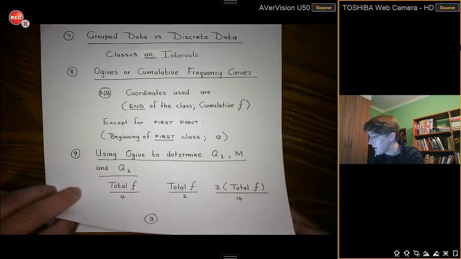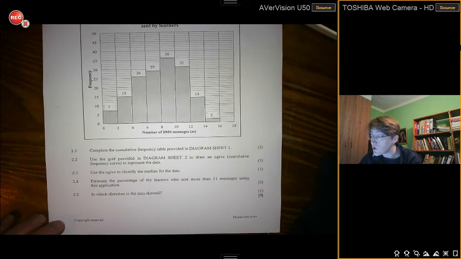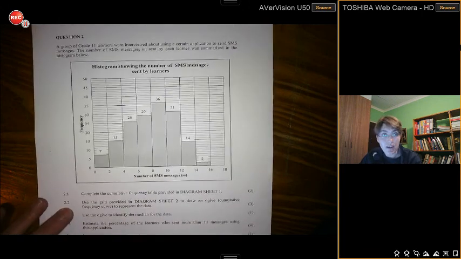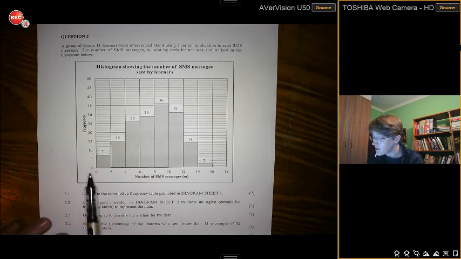So in this example, they gave you a histogram: a group of grade 11 learners were interviewed about using a certain application to send SMS messages. The number of SMS messages M sent by each learner was summarized in the histogram. So they give you your classes, 0 to 2, 2 to 4, 4 to 6, and they give you the frequency for each of these classes.